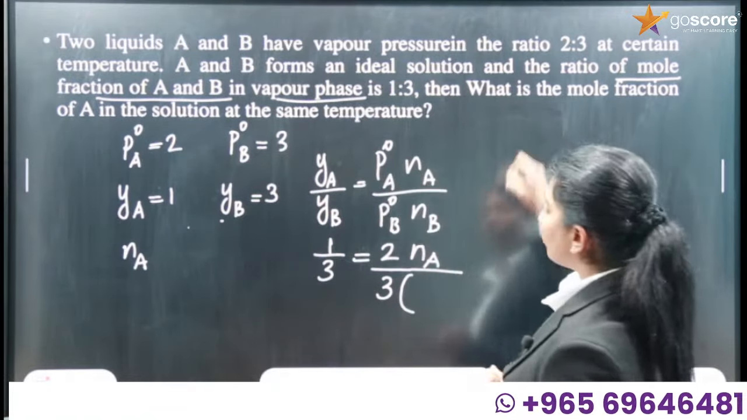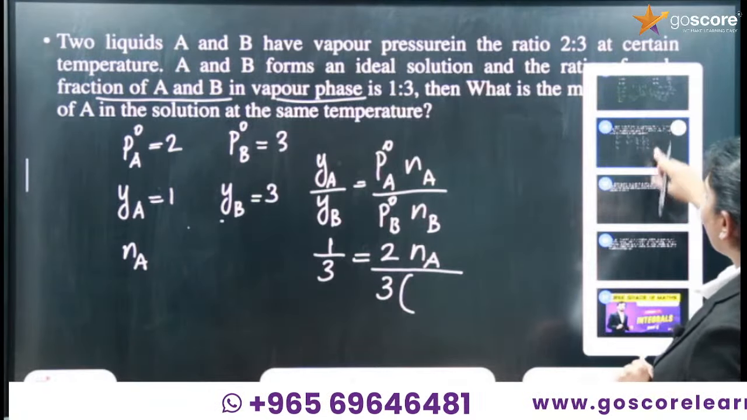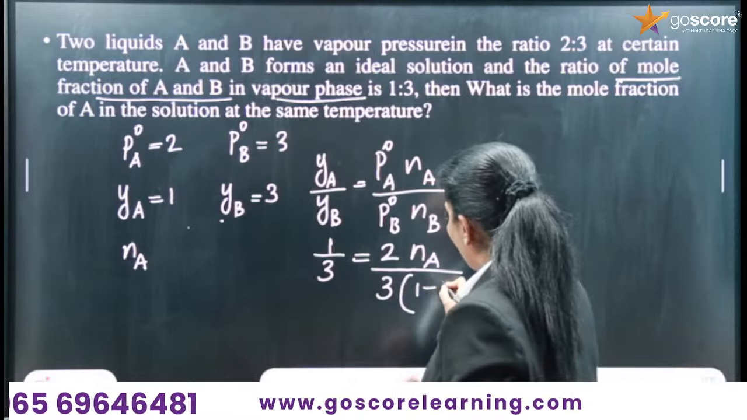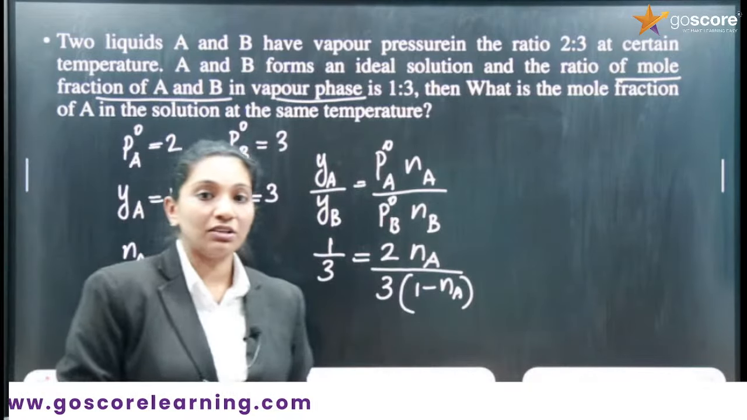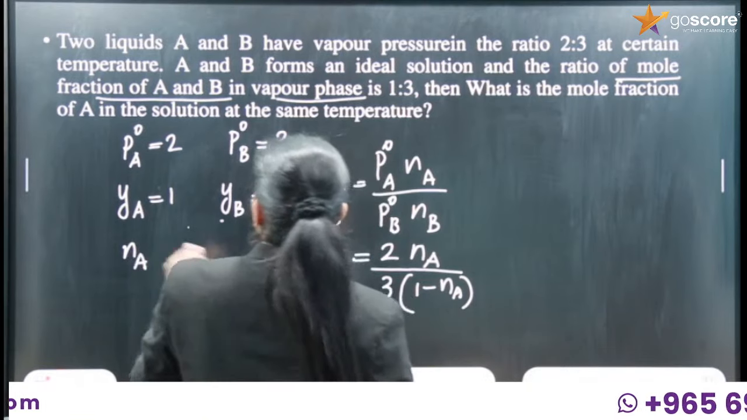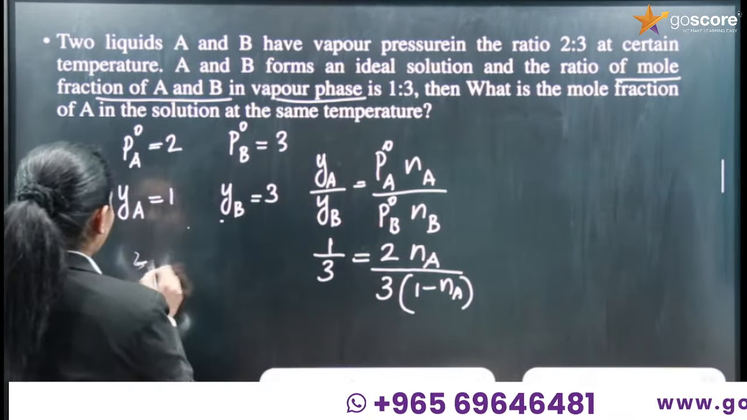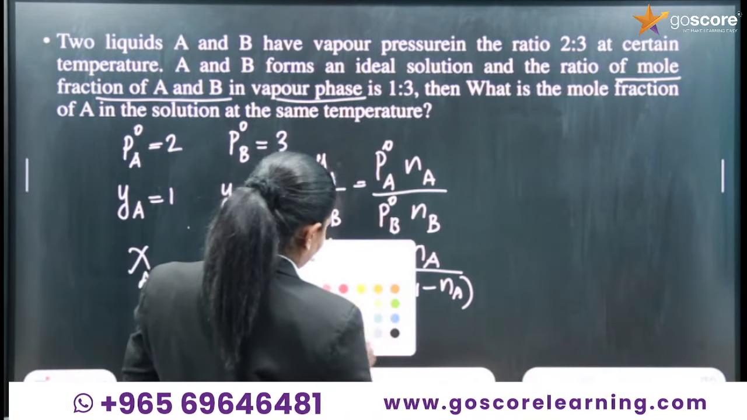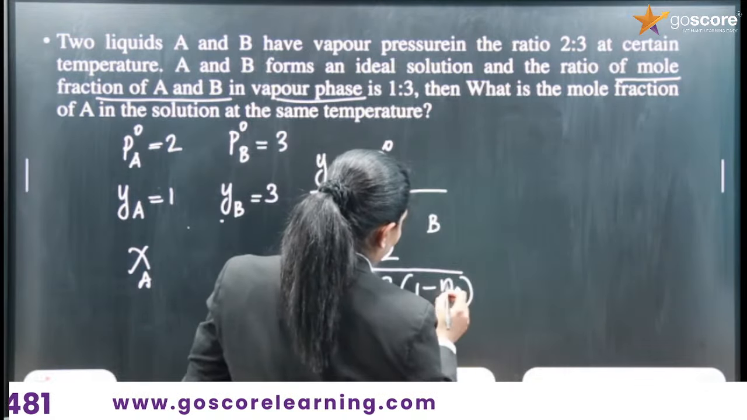If you are writing the mole fraction here, that is what we did before: chi A by chi B we took and cancelled the term. So here I can write it as 1 minus chi A. By substituting these values, we can find out the mole fraction of A. Sorry, it is not the number of moles, we want to find out the mole fraction, right? Chi A we want to find out. So not N, it is chi, right?